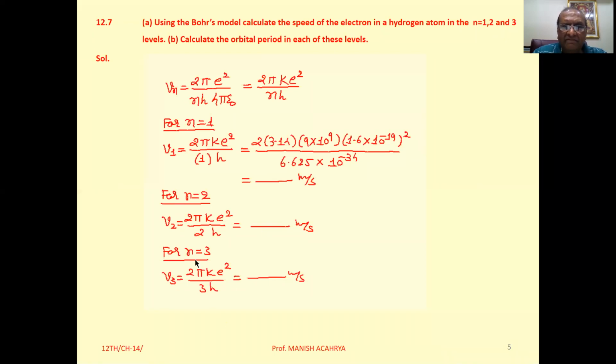Then again here 2 pi k e square by h, that is V1. So for n equal to 3, V3, that is V1 by 3.